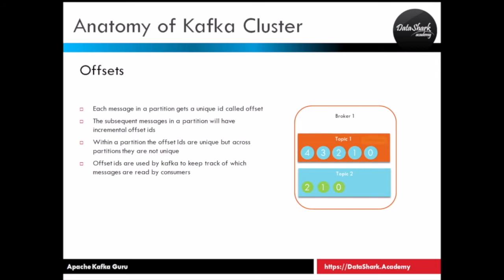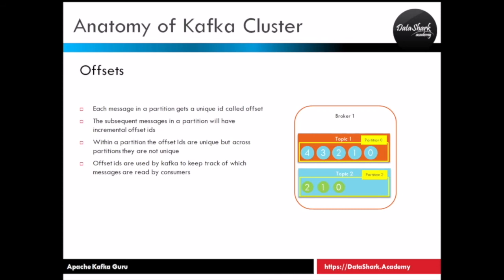The subsequent messages in a partition will have incremental offset IDs, like you can see in this example. So topic 1 has partition 0 and it has 5 messages. Each of the message has an ID from 0 to 4. Within a partition, the offset IDs are unique, but across the partitions, they are not unique.